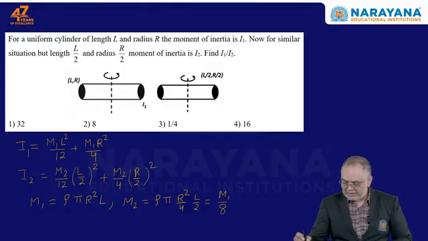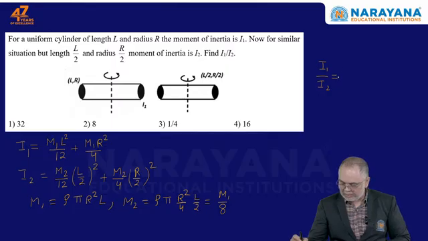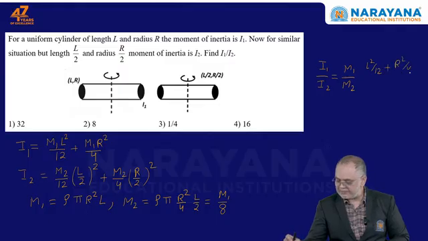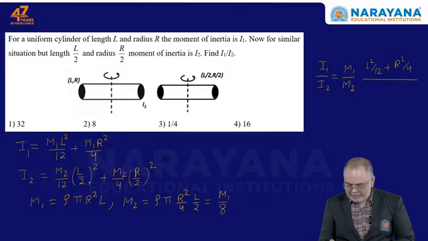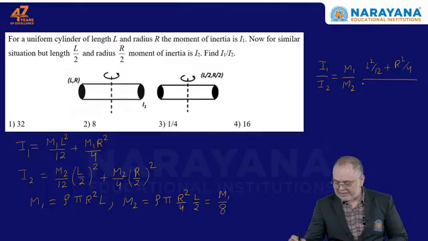Now we can divide these two. So we can write I1 by I2. This will be equal to m1, this will be common, upon m2, into L square by 12 plus r square by 4, divided by, now here if you see 1 by 4 will be common, (L by 2) whole square, (R by 2) whole square. So I can write 1 by 4 into (L square by 12 plus R square by 4).